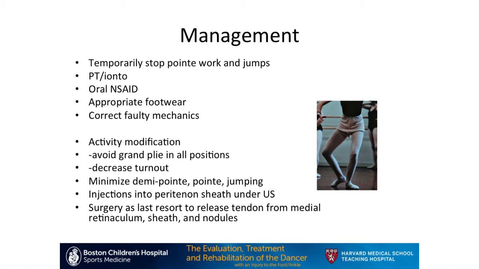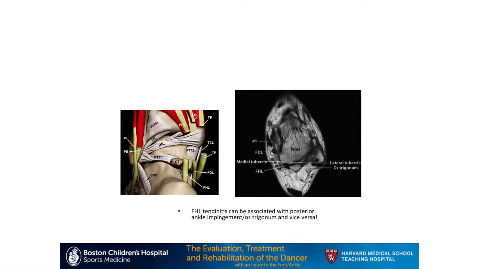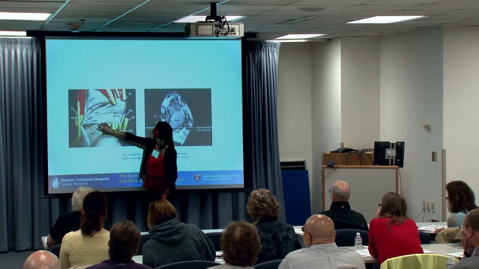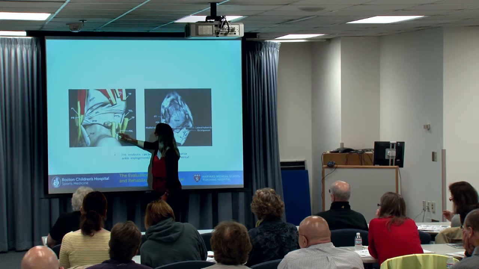Rarely do we do injections. You have to be very cautious with that, but ultrasound guided to the peritenon sheath, and surgery as a last resort. And if you recall, I had mentioned how the FHL and the os can be best friends. If one jumps off the Brooklyn Bridge, the other one does as well. Well, that's what's happening. So here's a picture of the back of the ankle. Here's the talus over here. Here's Harry. Here's Dick. Here's Tom. And here's the os. So you can see that they abut each other.